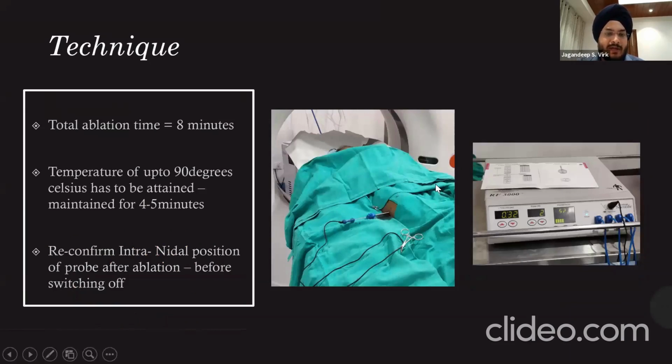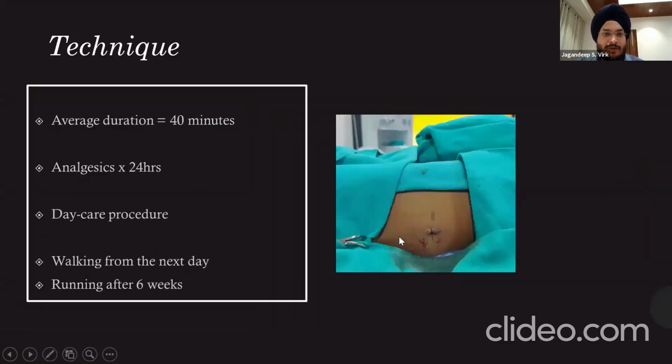Once that is done, we have ensured the intranidal position. Standard ablation is carried out for approximately 8 to 10 minutes. We have to reach a temperature of around 90 degrees Celsius, which is maintained for about 4 to 5 minutes. Once the ablation is over, we again do a CT scan to reconfirm the intranidal position of the probe before switching it off. The average duration of the procedure after the anesthesia is around 30 to 40 minutes.